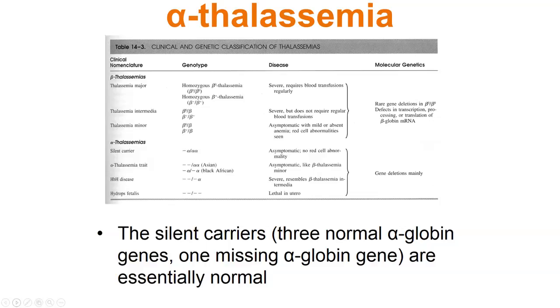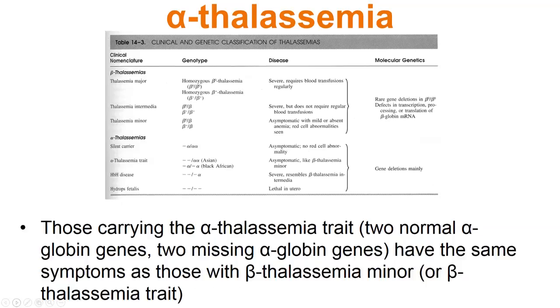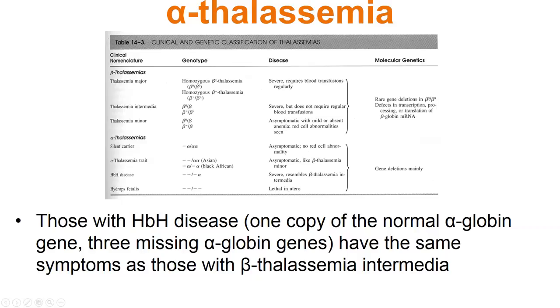So once again, you have your silent carriers. They have 3 normal genes. Then you have the people who have 2 normal genes and 2 missing genes. Generally, they are asymptomatic or may present like thalassemia minor, a very minor anemia. HbH disease, you only have 1 normal copy. They're going to have symptoms very similar to beta thalassemia intermedia. So it's going to be a mild anemia. That's what beta thalassemia intermedia is.